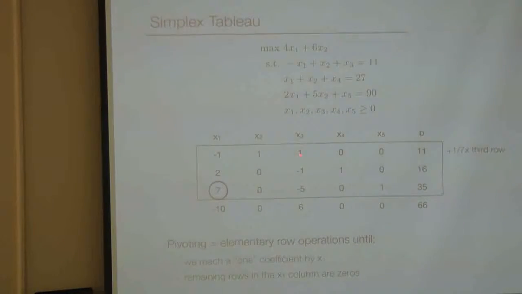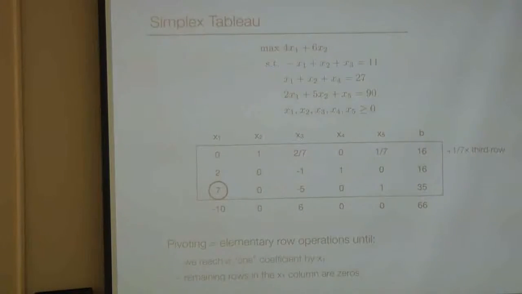Here we will have 1 minus 5 over 7. Here we would have 0 that stays. Here we would have 1 over 7. And here we would have 11 plus 1 over 7 times 35. 1 over 7 times 35 is just 5, so here we would get 16, right? So we would get exactly this row. And now we have to do it for the second one.